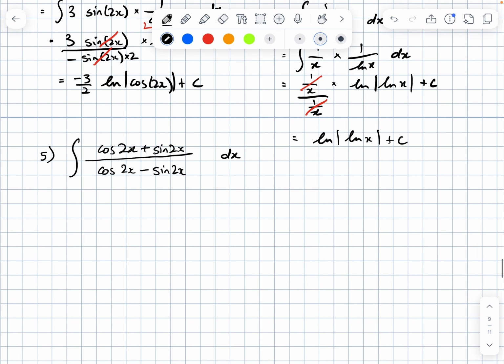Number 5 looks a bit tricky, but it's a fraction, so most likely it's going to be some sort of ln integration. If I differentiate that cos 2x, I'm going to get negative sine 2x. And if I differentiate negative sine 2x, I'm going to get negative cos 2x. Of course, timesing by 2 for both of those. Those can be multiplied by something to give the numerator. So this is a log integration. Same steps. Bring the numerator to the side just for now.